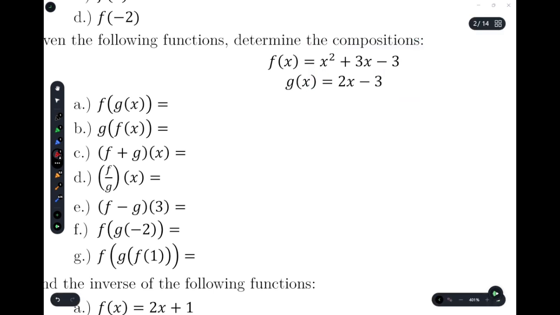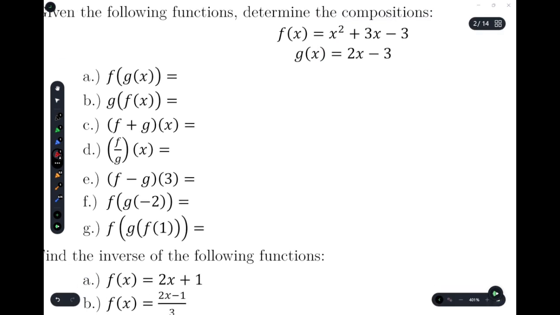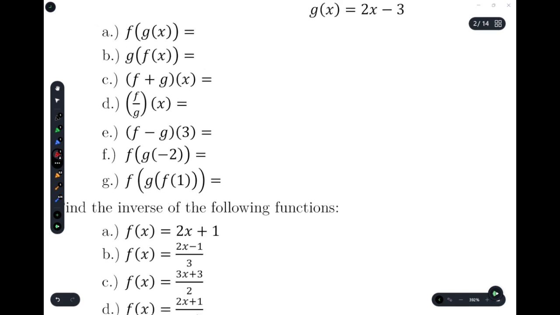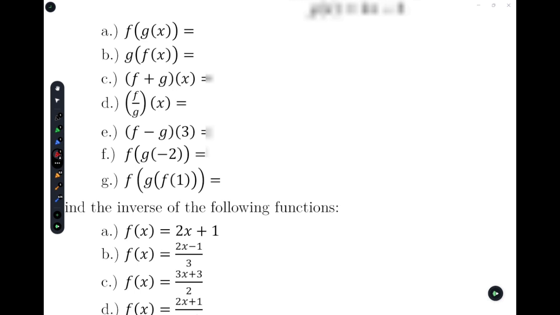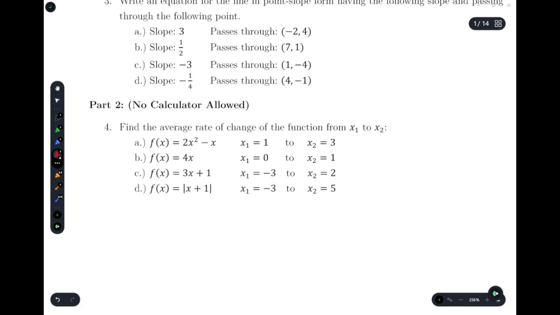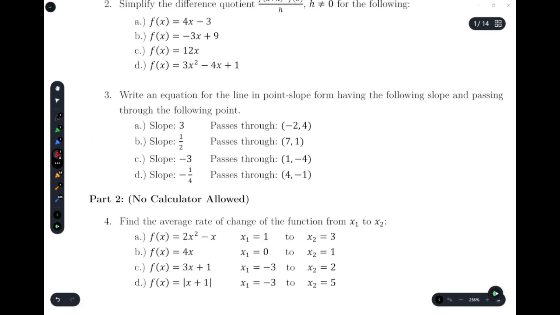How many points do you take off? If it was simplifiable and we didn't simplify? It depends on whether the problem says simplify or not. That is the answer to that question. It applies to ones that are very clearly simplifiable.